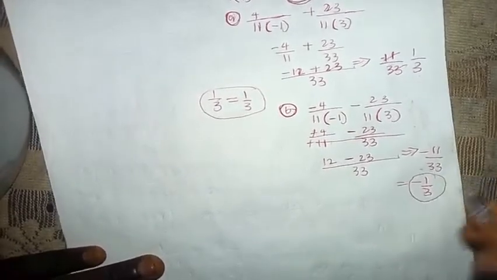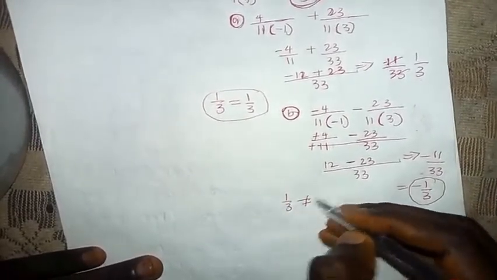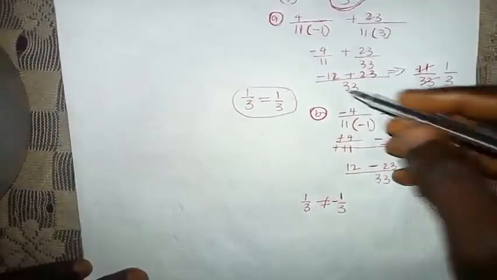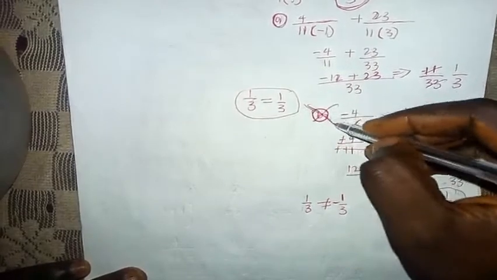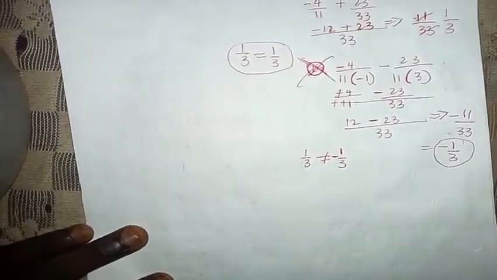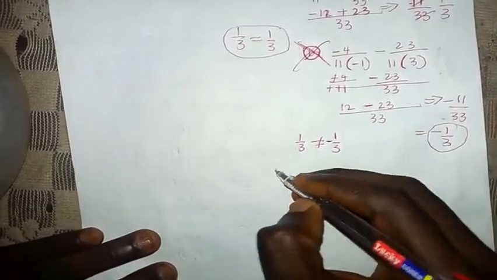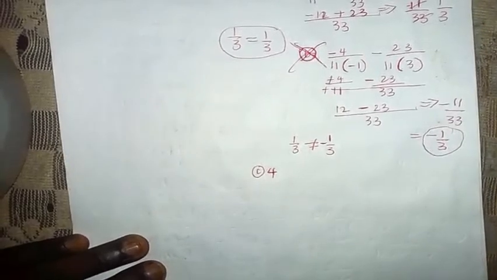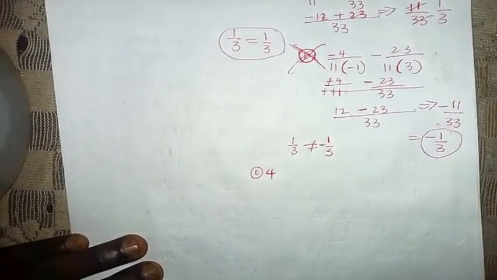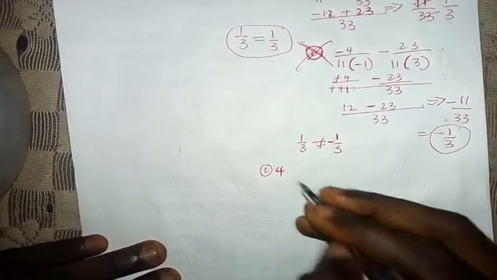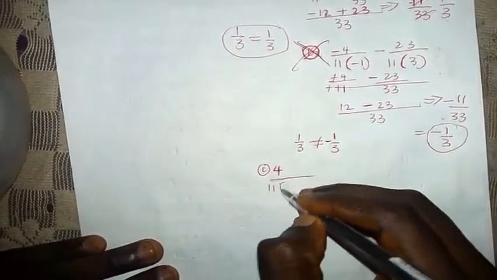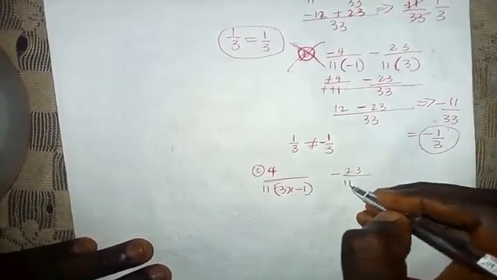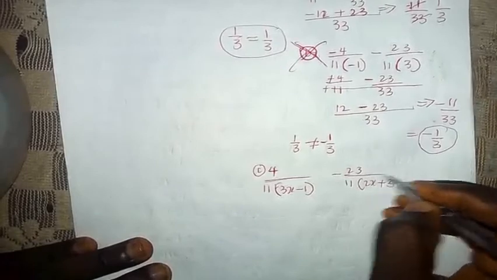This is not the same because 1 over 3 is not equal to minus 1 over 3. So option B is not the correct one. So option B is wrong. Let's try option C also. Option C is saying that we have 4 over 11 into 3x minus 1 minus 23 over 11 into 2x plus 3. That's what option C is giving us.